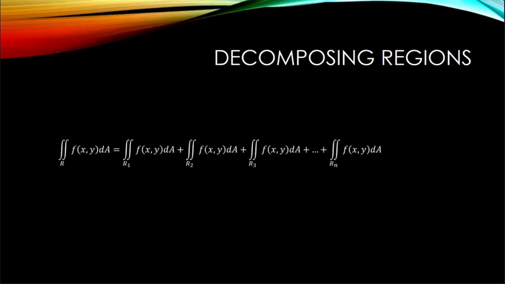So when I decompose these regions, I take the entire double integral over the entire region, f of x dA, and I break it up into subregions. And I can have 1, 2, 3, all the way up to n regions, depending on how complex the region is I'm working with. I might have a double integral over R1 plus a double integral over R2 plus a double integral over R3, all the way up to a double integral over Rn.